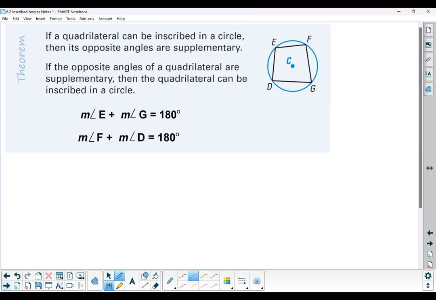So if a quadrilateral can be inscribed in a circle, then its opposite angles are supplementary. And if the opposite angles of a quadrilateral are supplementary, then the quadrilateral can be inscribed. So when I look at this diagram, angle E plus angle G has to add up to 180, and angle F and angle D have to add up to 180. So the ones that are across from each other are supplementary, or they add up to 180.